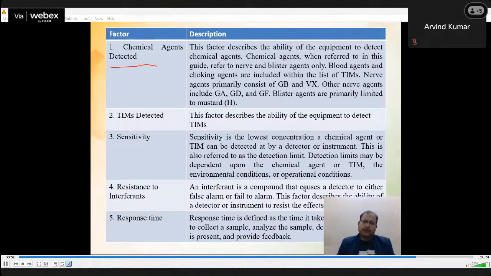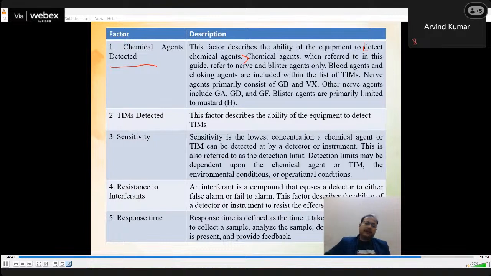This is the first factor which we have to use. The description: this factor describes the ability of the equipment to detect chemical agents. So this type of detection is much required. Chemical agents, when referred to in this guide, refer to the nerve or blister agents only. Blood agents and toxins are included in the list of toxic industrial materials. Nerve agents primarily consist of GB and VX. Other nerve agents include GA, GD, GF. Blister agents are primarily limited to mustard, per H. So you can easily understand this describes the ability of equipment to detect the chemical agents. If it is able to detect chemical agents, then only it is of use, else it is not being used. So this parameter we have to focus on.